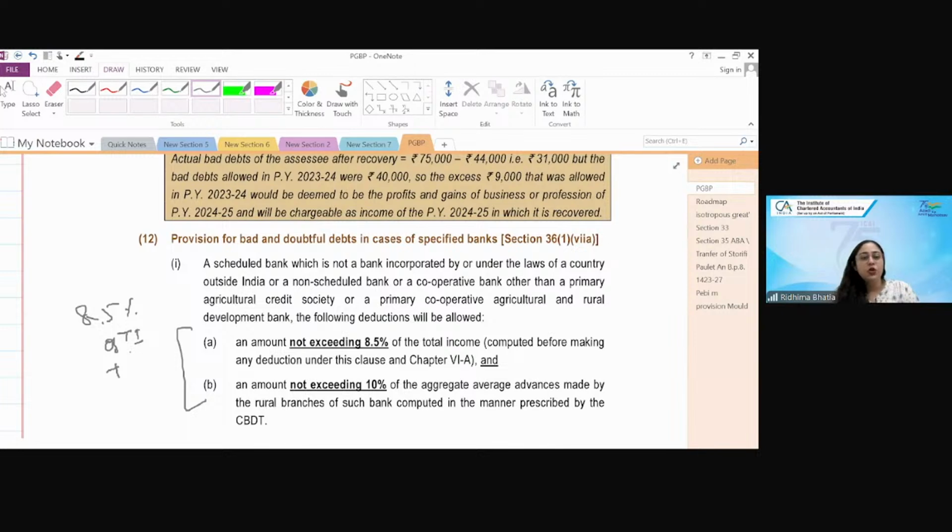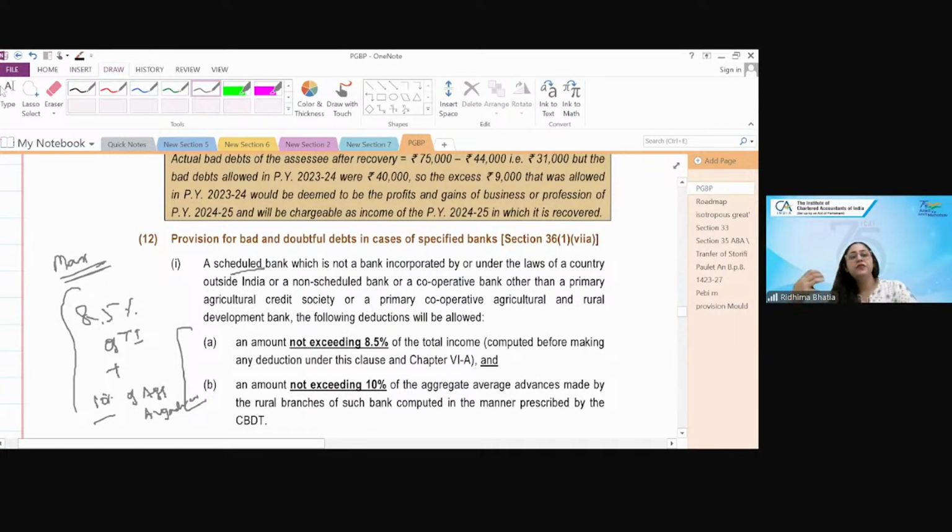than urban branches, right? So if you are into rural branches, etc., then 10% of the aggregate average advances would also be allowed as provision. So either the provision which you have made in your book or as per this amount, the maximum amount is this, whichever is lower. So maximum 8.5% of your total income or 10% of the aggregate average advances made by the rural branches. So only in case of banks, scheduled banks.